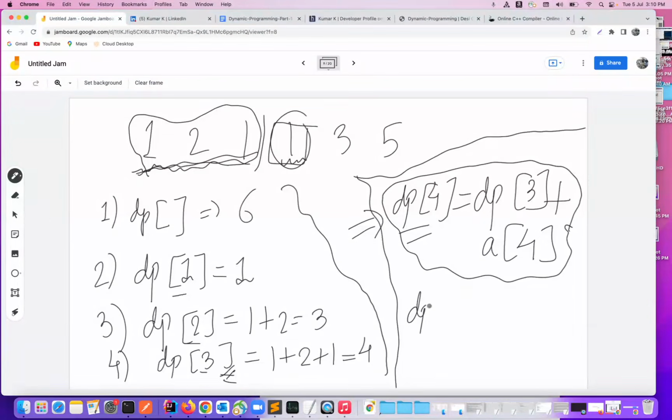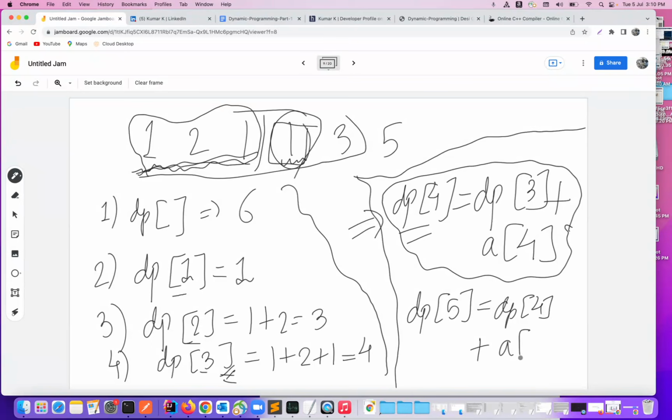Similarly, DP of 5 will be what? We have to calculate the sum of first five numbers. We already have the sum of first four numbers. So DP of 5 will be DP of 4, which is the sum of first four numbers, plus the fifth number, which is 3. So 3 we can call as A of 5. Why am I calling it A of 5? Because this is array A. This is index 1, index 2, index 3, index 4 and index 5. So we have been able to find a formula to calculate the DP of I values.